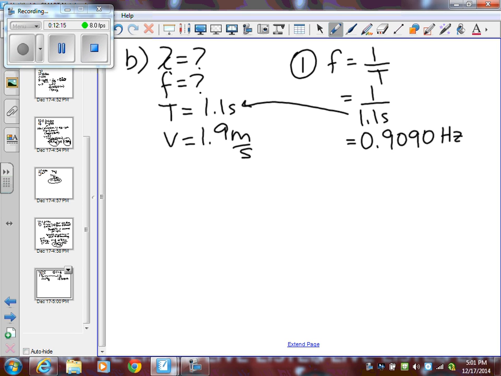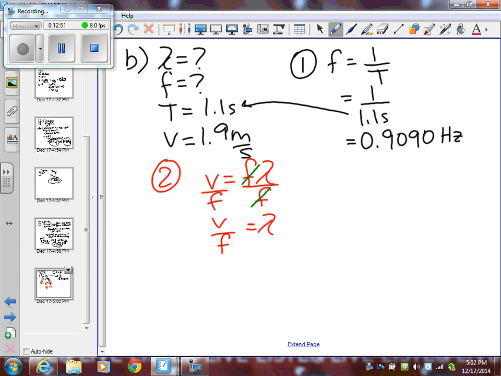We're now going to take that and put it in our second step. V equals frequency multiplied by lambda. We need to solve to find our lambda. So we're going to divide both sides by frequency. When we do this, our frequencies cancel out, and therefore we would be left with V divided by frequency equals lambda.